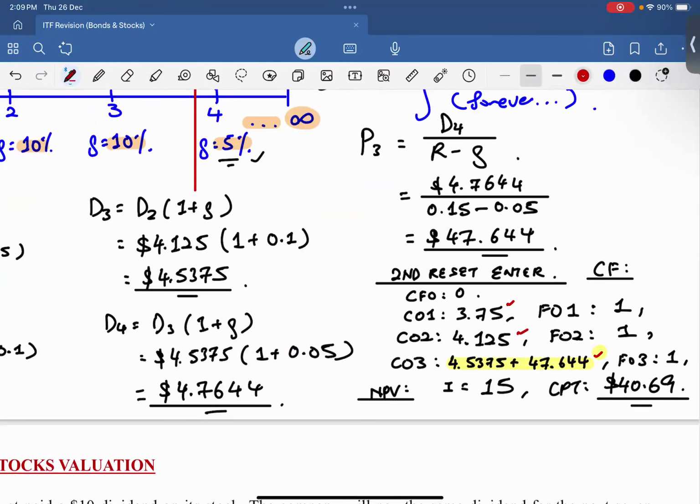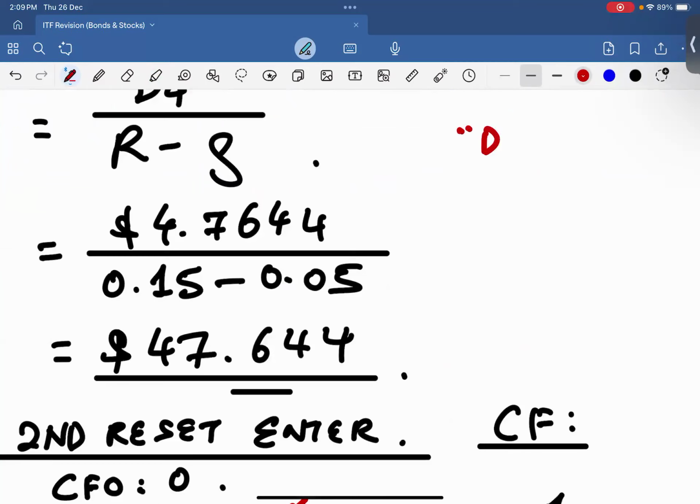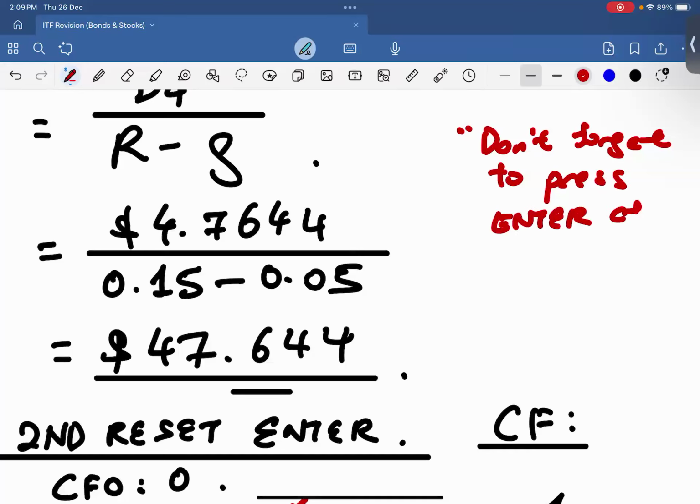So let me write here. Don't forget to press enter after key in the CF values.